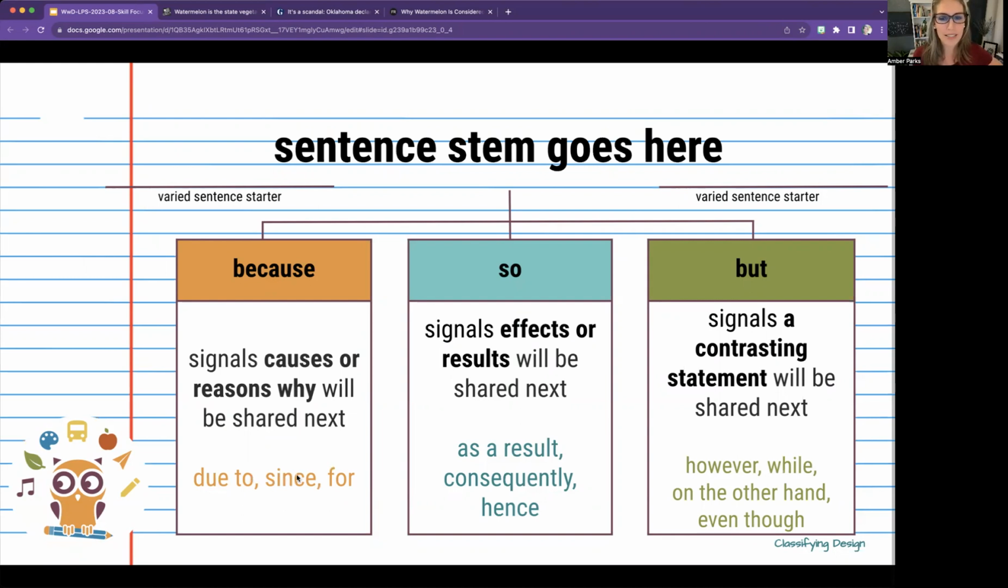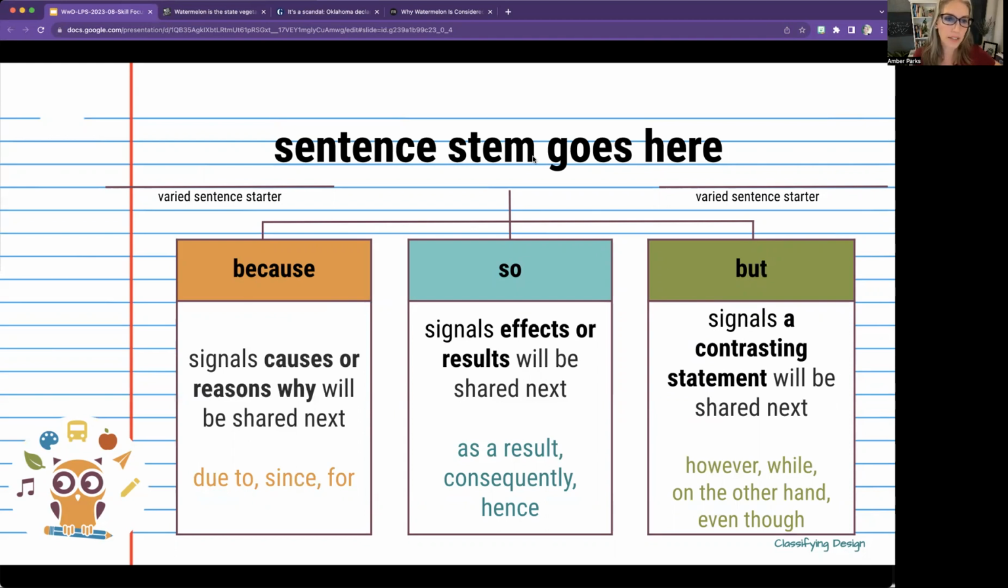All right, so let's get into what we do now with these three transitional words. So you'll see up here at the top, we have that the sentence stem goes here. So that's the information that is at the core of what we're studying. We'll talk about what that will be in just a minute, but a sentence stem goes up at the top. And then we branch down in what we call a classifying design into these three columns. You can see the first one starts with because, the second starts with so, and the third one starts with but, the three transitional words that we want students to learn and to practice using.